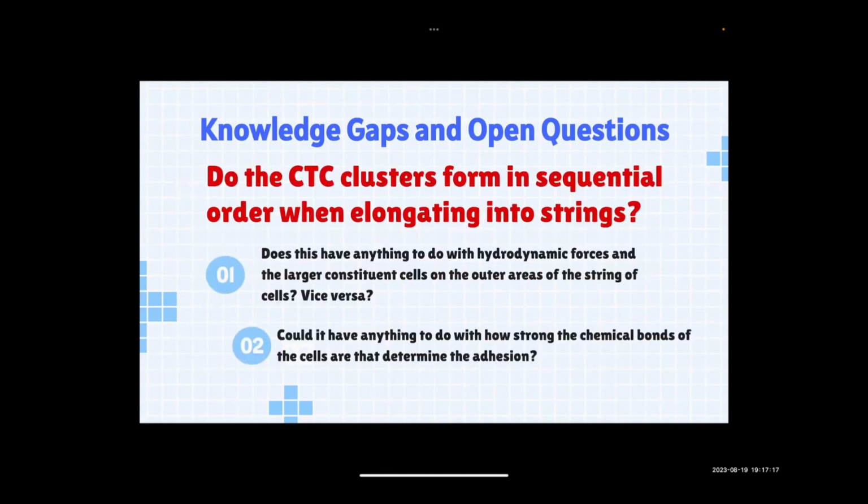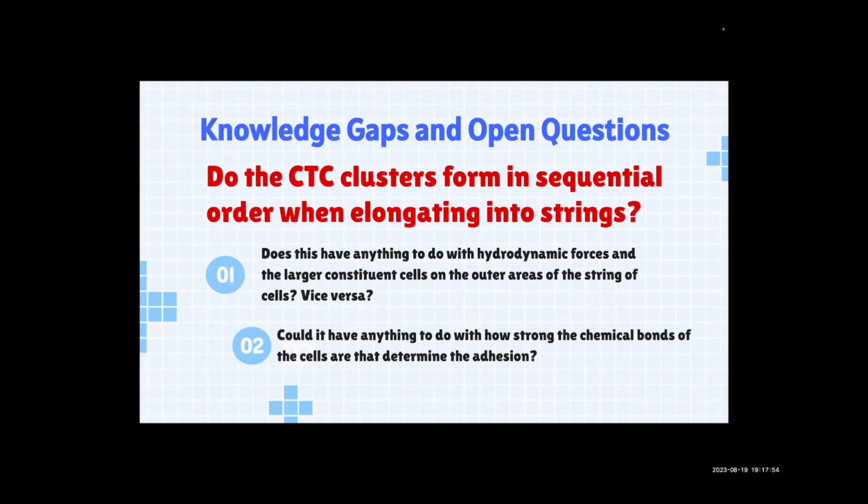Another important question that I thought of while learning about the hydrodynamic forces and velocities was, do the CTC clusters form in sequential order when elongating into strings? Since adhesion matters in the traversal of CTC clusters, I wondered whether the strength of the molecular bonds in each cell determine the order of the chains. This led me to come up with follow-up questions like, does this have anything to do with hydrodynamic forces and the larger constituent cells on the outer areas of the string of cells, or vice versa? And could it have anything to do with how strong the chemical bonds of the cells are that determine the adhesion?